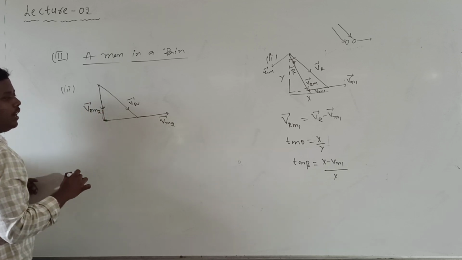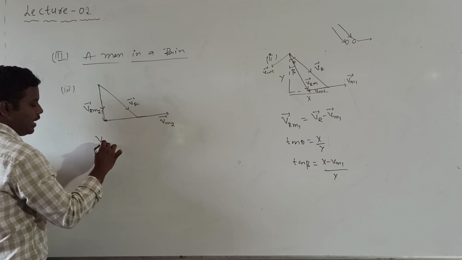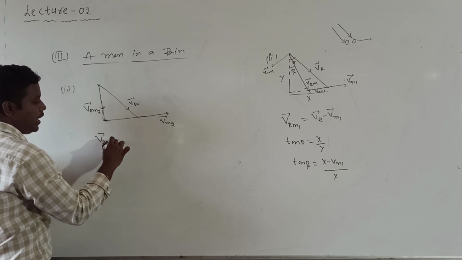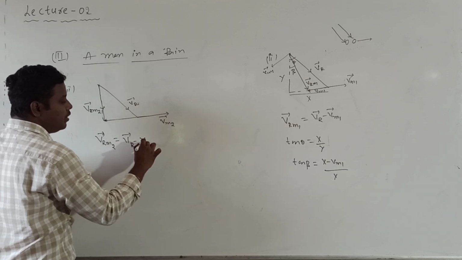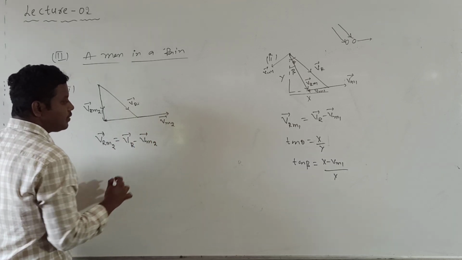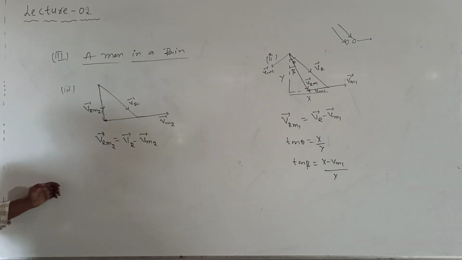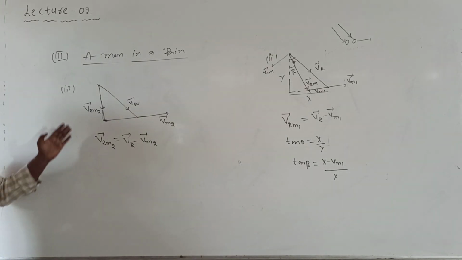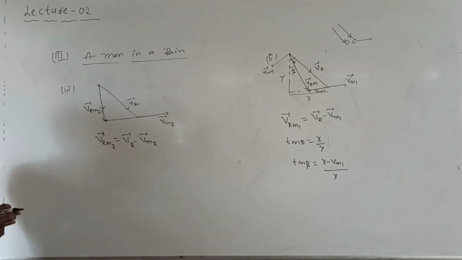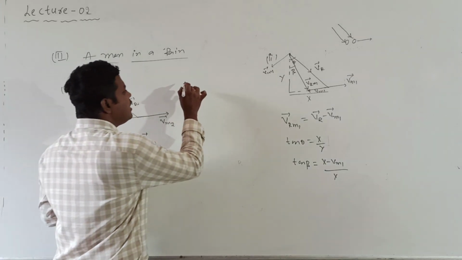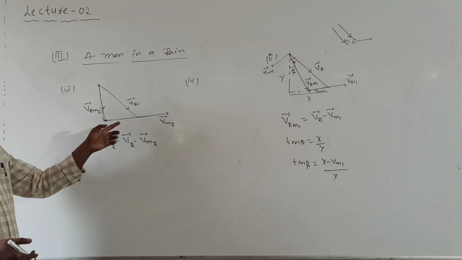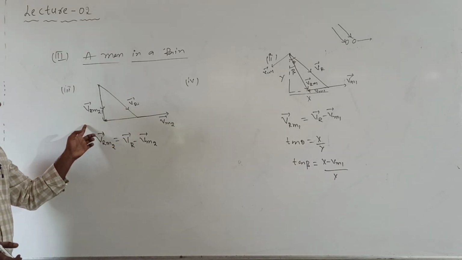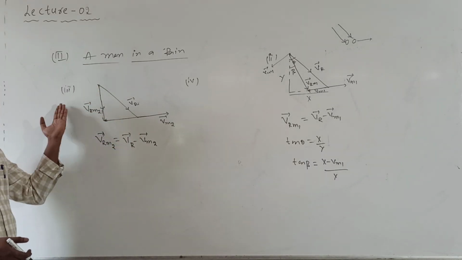What is the value of Vrm2 bar? Vrm2 bar is equal to Vr bar minus Vm2 bar. So how does the rain appear to be falling? Rain appears to be falling vertically when the man speeds up. So that is the third case. Similarly, we can discuss one more case. If the man still speeds up, then what happens to Vm2 bar? It still increases. At that time the resultant velocity will move towards where?